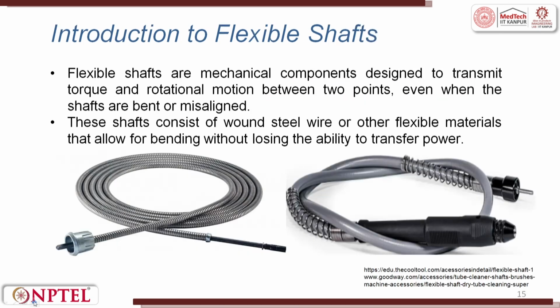Then come flexible shafts. These are shafts which are flexible, you could see. Flexible shafts are mechanical components designed to transmit torque and rotational motion between two points even when the shafts are bent or misaligned. These are completely bent or flexible shafts here. This is a flexible shaft here. These shafts consist of wound steel wire or other flexible materials that allow for bending without losing the ability to transfer power. Allowing for bending is the key word here.